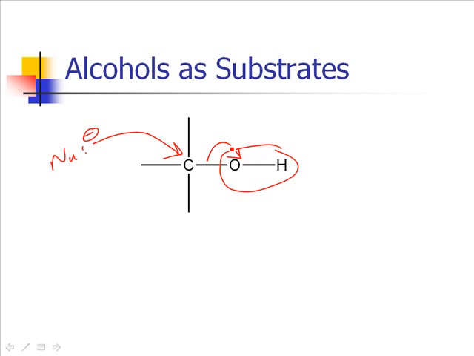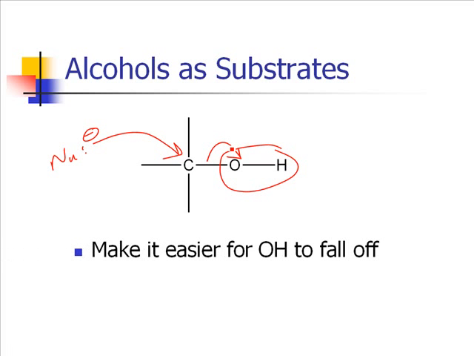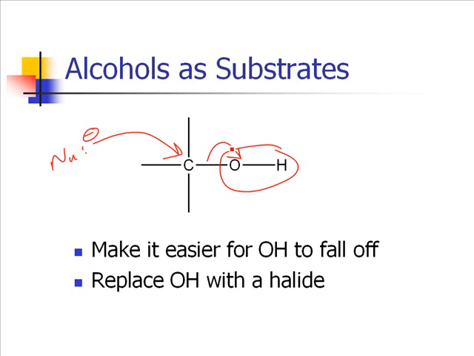We do have several ways, though, that we can make alcohols into good substrates for a substitution reaction. One approach is to make the OH group into something that will fall off a bit easier. We're going to see two examples of ways to make the OH group into a better leaving group. A second approach is to simply replace the OH group altogether with a halide, so find a way of converting an alcohol into an alkyl halide.